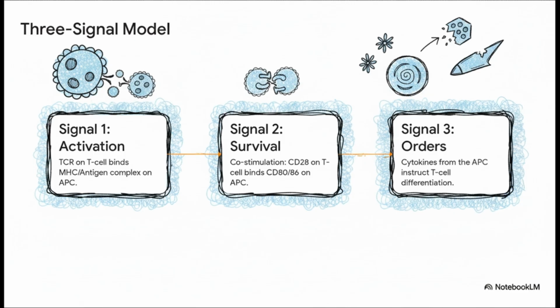And finally, signal 3 is the differentiation signal. This is where the APC releases chemicals called cytokines that basically give the T cell its mission orders, telling it what kind of enemy it's up against and what kind of warrior it needs to become.